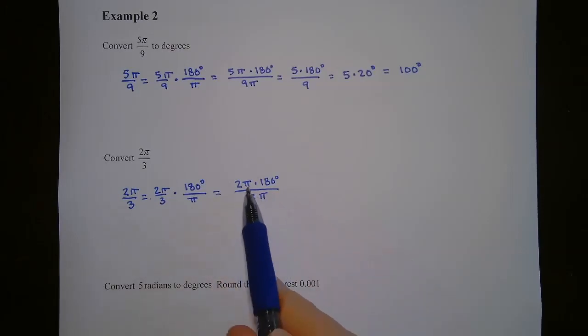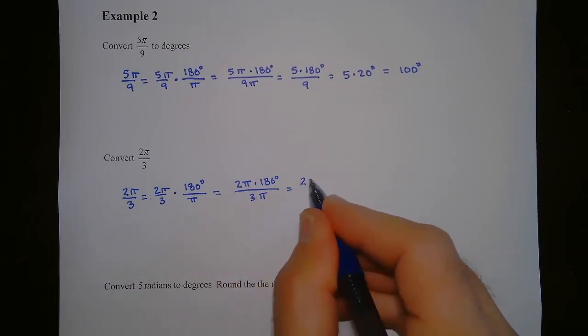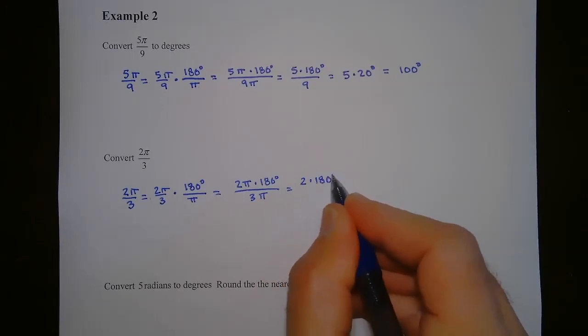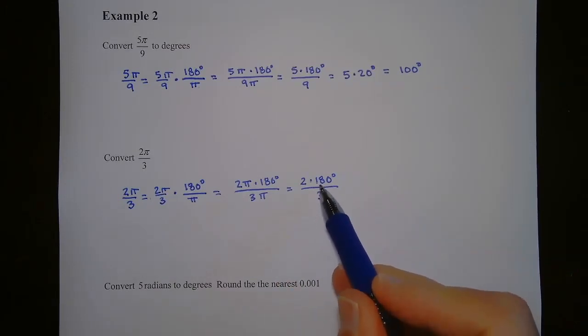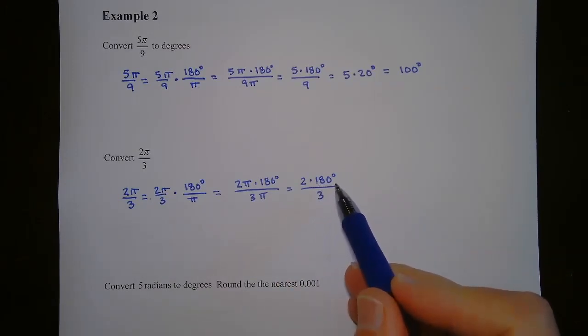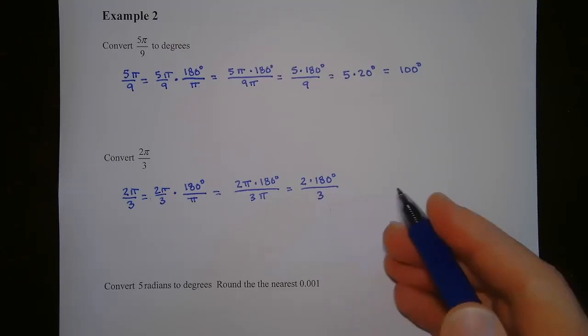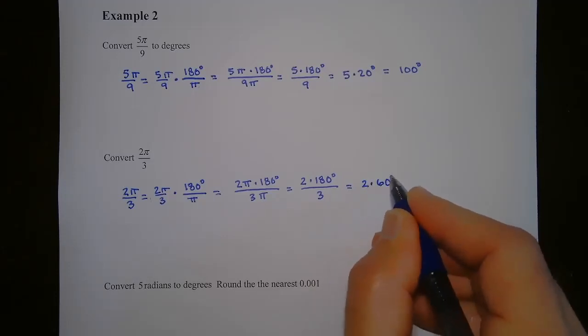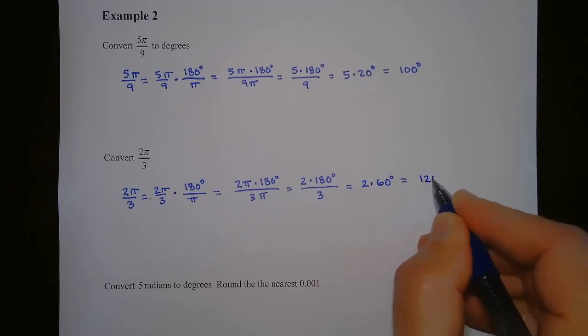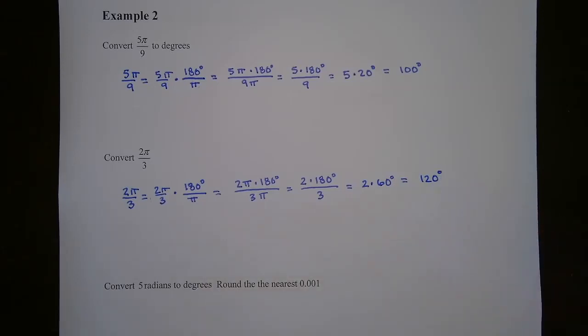My pi's are going to cancel, and I'm going to be left with 2 times 180 degrees over 3. Now, 3 goes into 18 6 times, so 3 goes into 180 60 times. So this becomes 2 times 60 degrees, which is 120 degrees. So 2 pi over 3 is equivalent to 120 degrees. All right, so I'm going to slide up to the next one, and we'll do this next one.